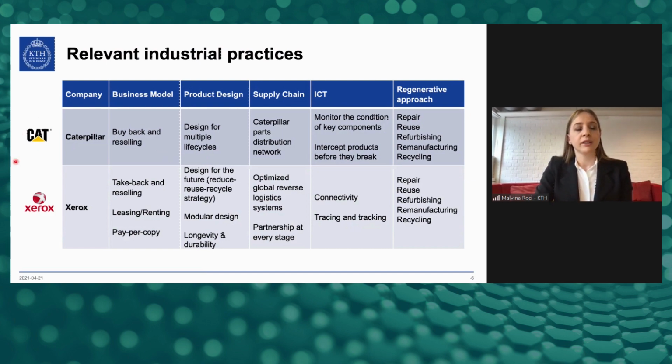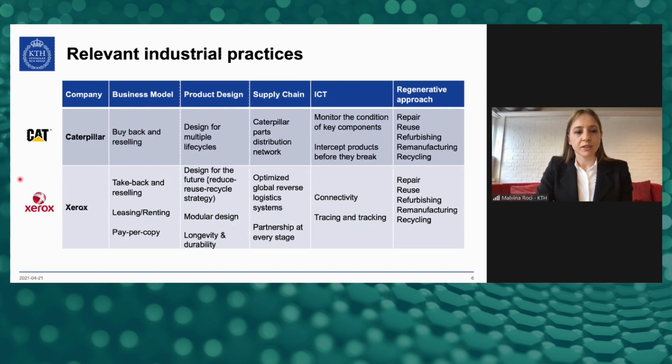So we look at Caterpillar, for example. In terms of business model, they implemented a buyback and a reselling model. They have designed the products for multiple life cycles. And in terms of supply chain, they have a Caterpillar distribution network that enables them to take the products back for value recovery and reselling. And also ICT is very important because they employ ICT in order to do predictive maintenance so they can intercept the products before they break.